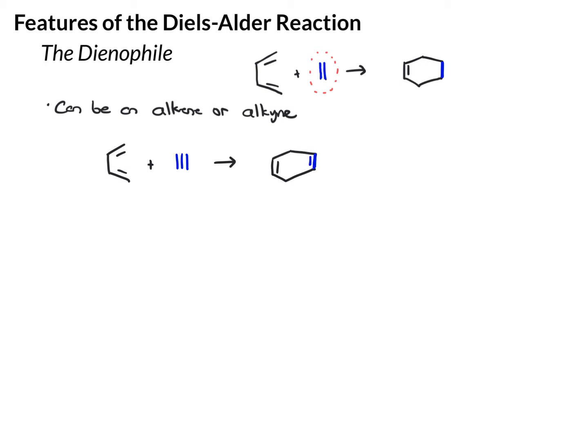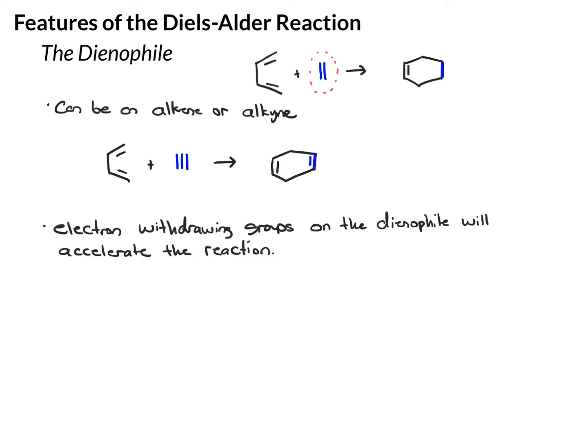The second thing has to do with the reaction rate. And we talked about electron donating and withdrawing groups earlier. If you have electron withdrawing groups on the dienophile, that will accelerate the reaction. Let's look at a series of dienophiles in order of increasing reaction rate. So the slowest would just be ethylene.